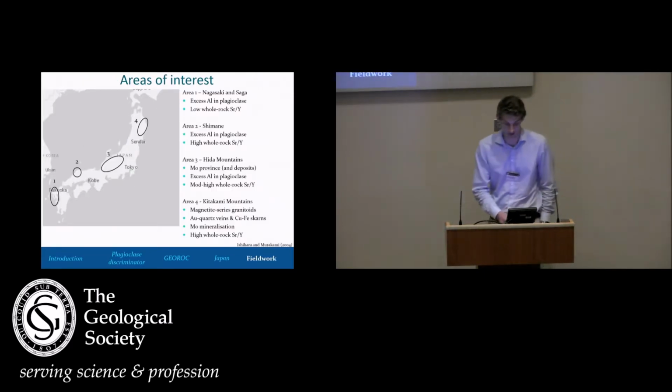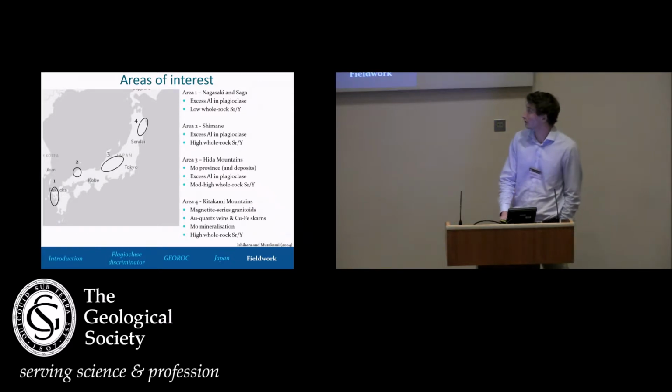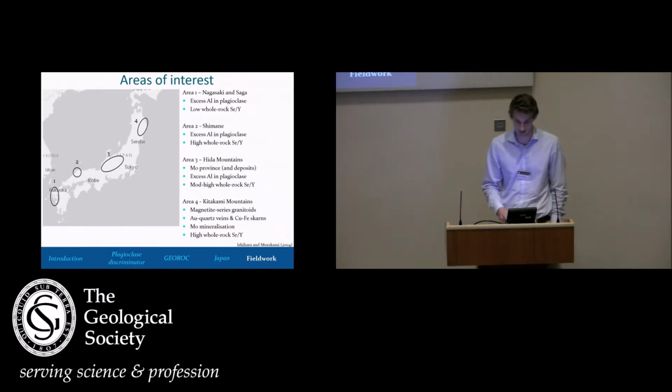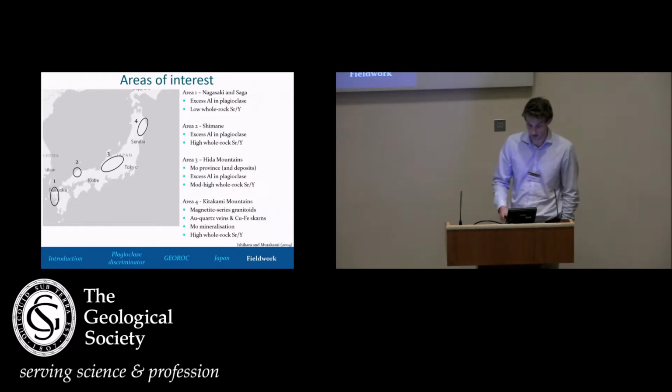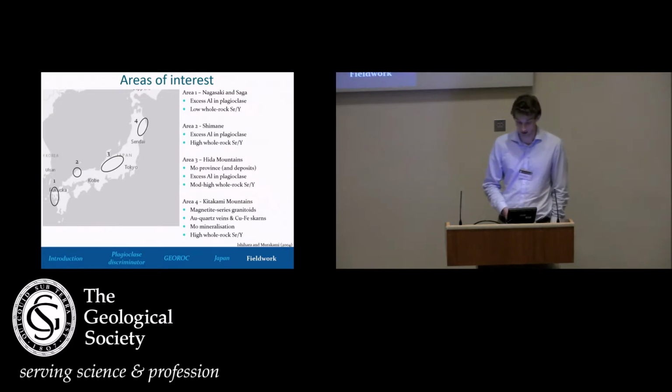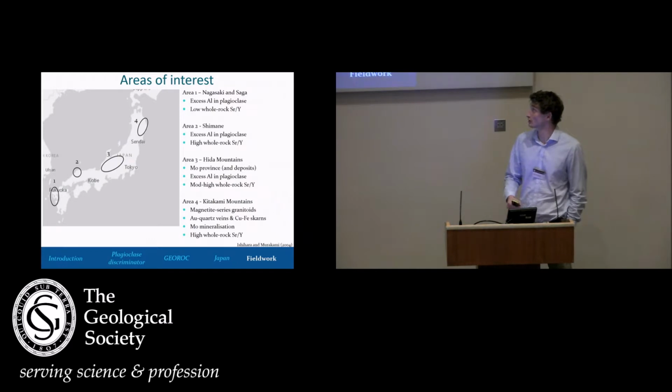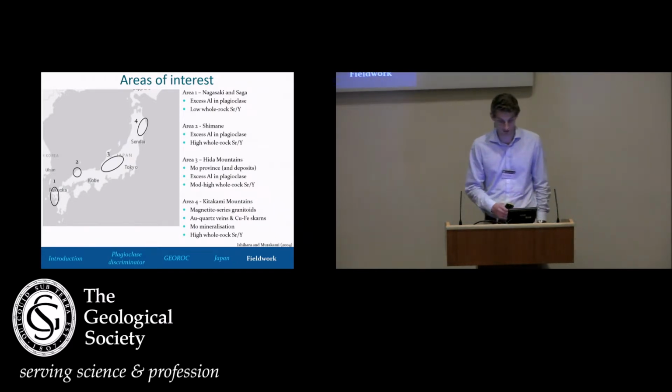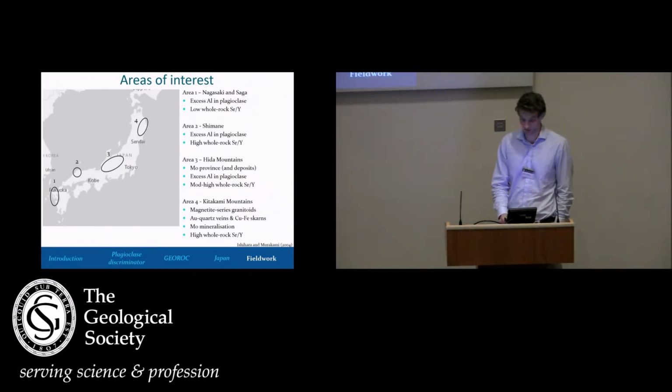From this data, we identified 4 specific areas. The first one is the Nagasaki and Saga areas. This shows moderate excess aluminium in plagioclase, kind of clustered around, but low overall whole rock strontium and yttrium. The other area was the Shimane prefecture, which shows excess aluminium in plagioclase and also some areas of high whole rock strontium yttrium. The third area was the Hida Mountains, with a few associated molybdenum deposits. It also shows excess aluminium in plagioclase, but then some high areas of strontium yttrium.